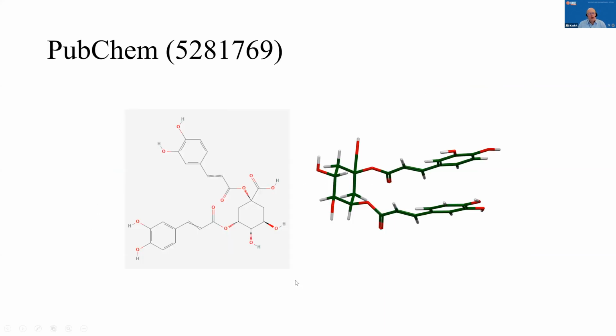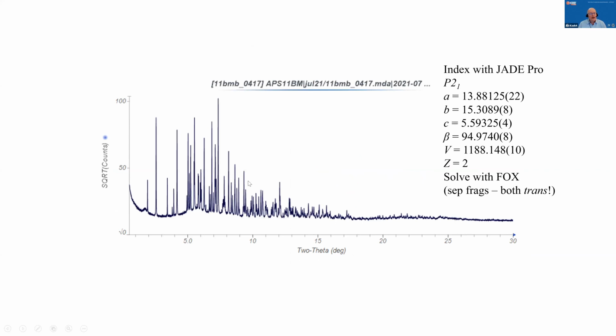So if you go to the PubChem website, you'll find the 2-dimensional structure of the molecule. And we have unspecified stereochemistry about the double bonds in the 2D representation. But the 3D representation they give you has both of the double bonds being trans. So start with that. So again, synchrotron data from 11DM, very easy to index with JADE, 2 molecules in the unit cell. I solved it with yet another program called FOX, using that fragment I showed on the previous slide.